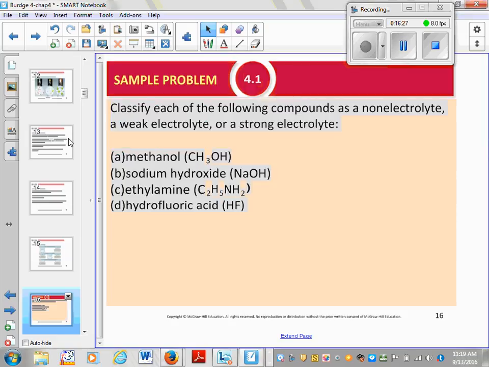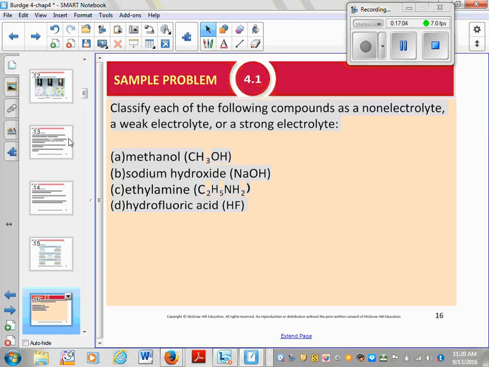So methanol, let's look at this one. Non-electrolyte, weak electrolyte, or strong electrolyte? Is it ionic or molecular? Molecular. It's not an acid. It's not a base. So therefore it's neither. It's a non-electrolyte.